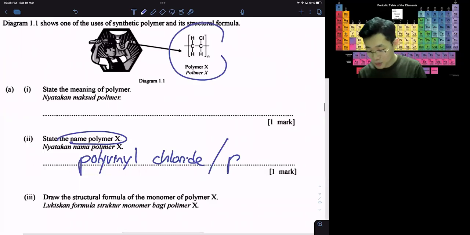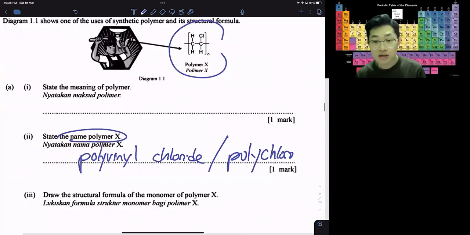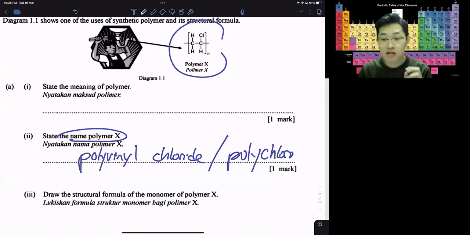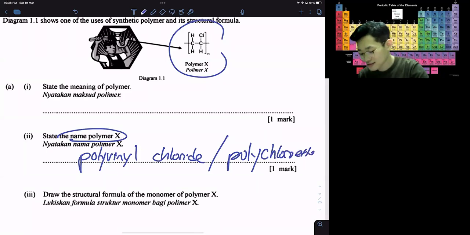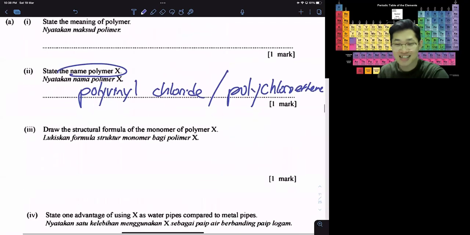Polychloro... ethane or ethene? Ethene. Okay, yes.